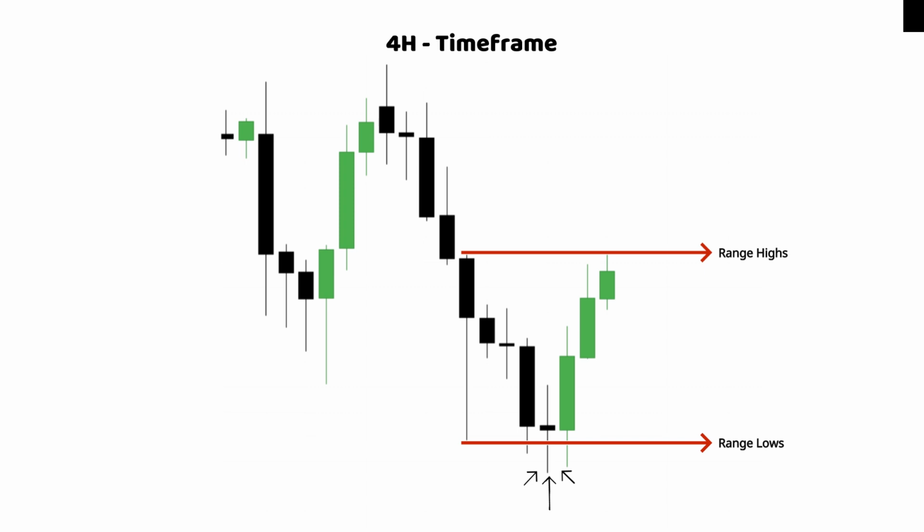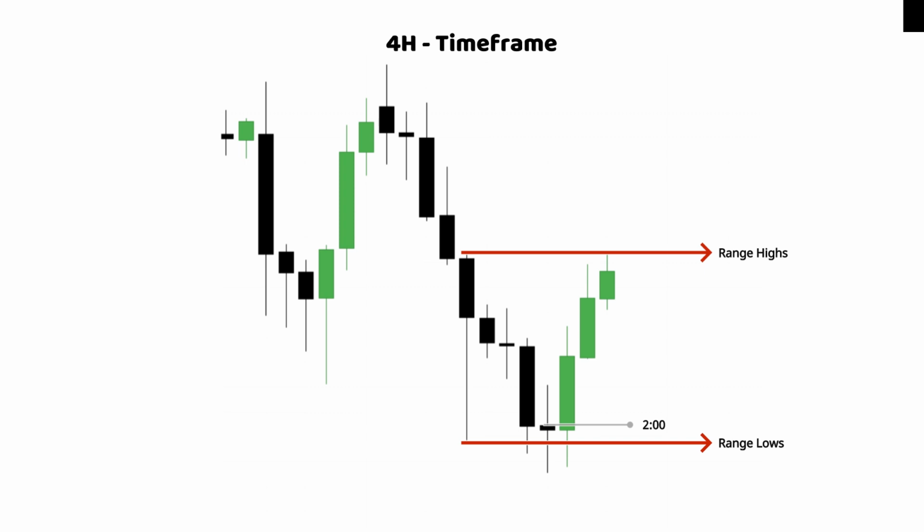Now, if you look here, we've got a clean swing formation. The London 2 a.m. candle comes in and prints the low of the day. And this is where things get interesting. You might ask, how do we know that's actually the low of the day? Well, to confirm that, we need to drop down to the 1-hour or 30-minute time frame.